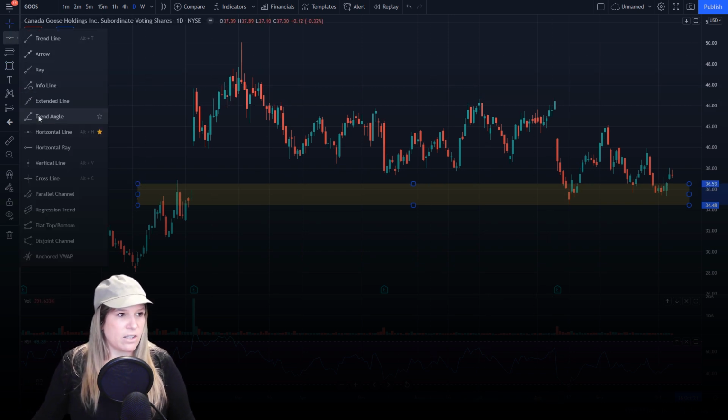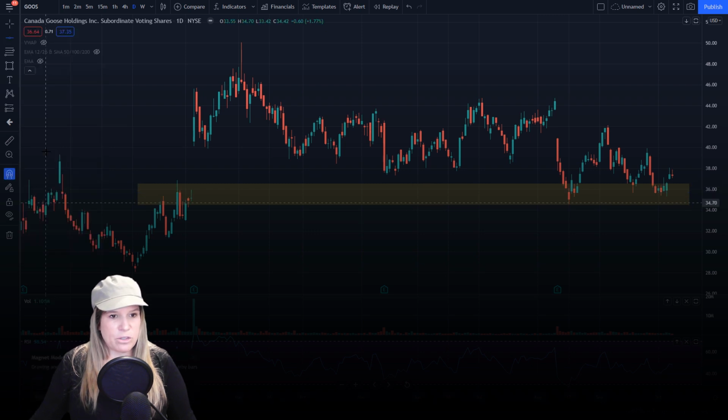I'm going to go back to the line tool, make sure I have snap turned on, and I'm going to start looking for some levels here. I want to find an exact price point that at least has a double bottom. And there we have one, 35.69. So it's snapping there and it's snapping there.